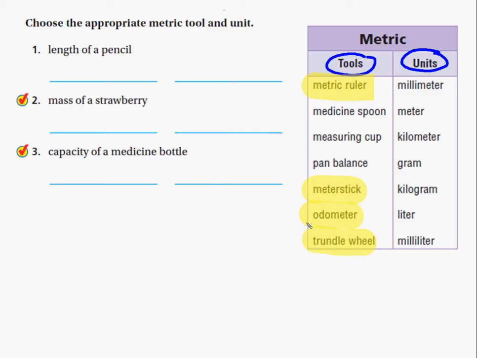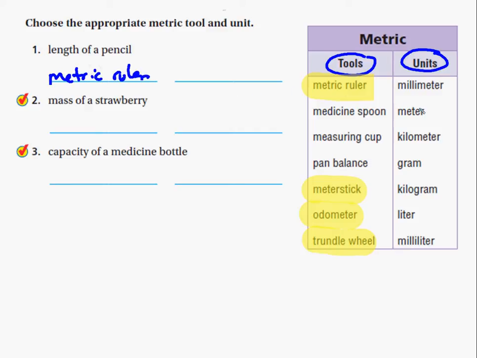Okay, well, a trundle wheel is going to measure many feet of distance. That's too big for a pencil. Odometer, it's going to measure miles. That's way too big. Meter stick, that's pretty huge. That's pretty big for a pencil, much bigger than a pencil. Metric ruler is going to be just about right. So I'm going to say metric ruler.